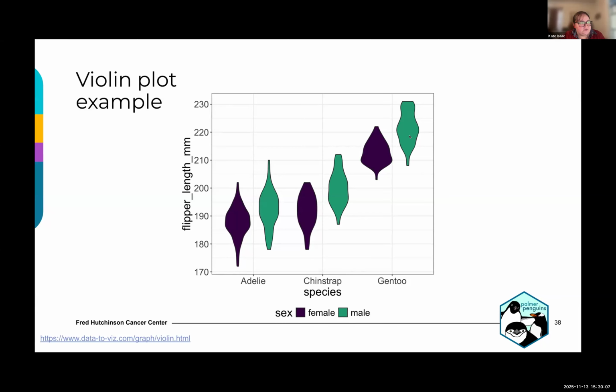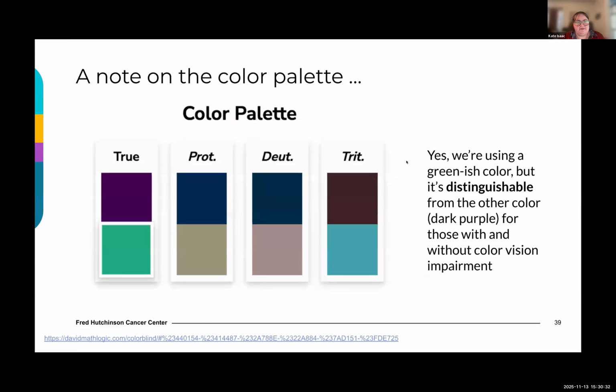And we see that the Gentoo species has the longest flipper length and that males tend to have longer flipper lengths than females. We might see some areas of multiple modality, like I was discussing, with specifically this Gentoo female population. There seem to be possibly 2 modes. For the most part, I don't see much skew, but this is the strength of violin plots. You're able to look at those distributions.